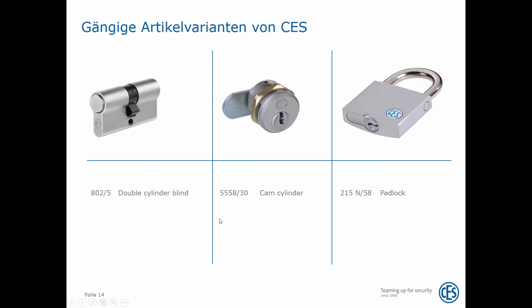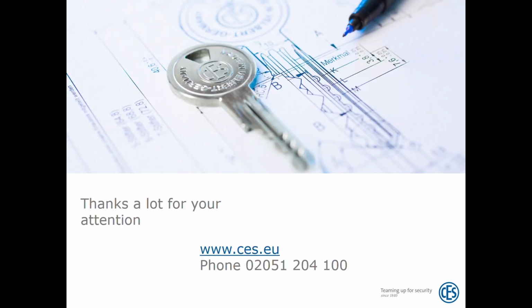Then we have the profile double cylinder with a blind side and a locking function on the other side, the cam cylinder, and our padlock. That was just a brief overview. You can receive all necessary product information from your contact person or in our download section at www.ces.eu.